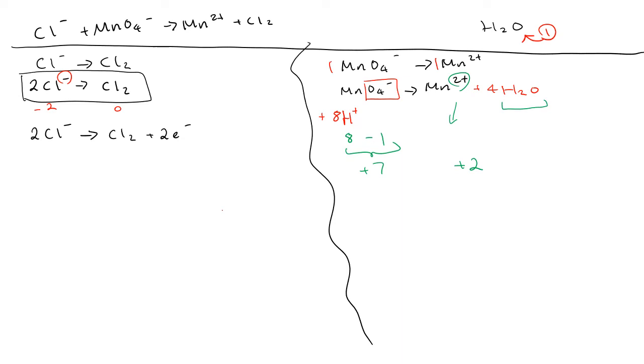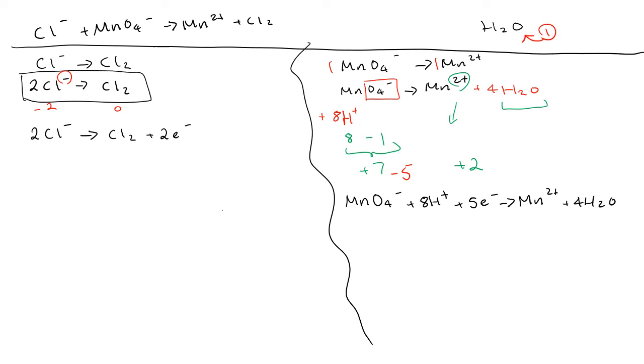So we need to take 5 off 7 to produce 2, which means we need to add 5 electrons to the left-hand side. So the equation now becomes MnO4⁻ + 8H⁺ + 5e⁻ produces Mn²⁺ + 4H2O.